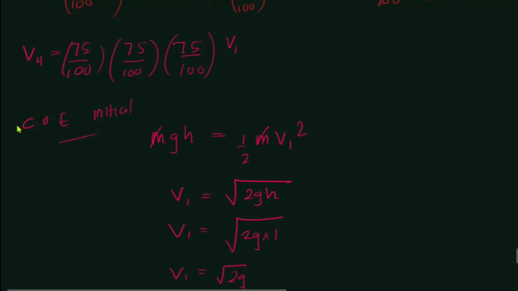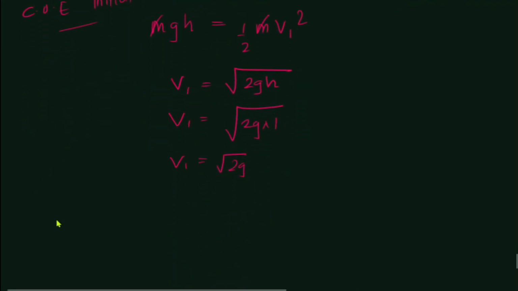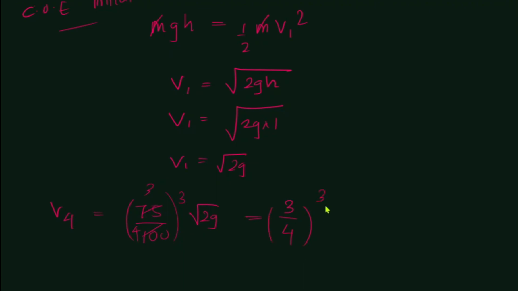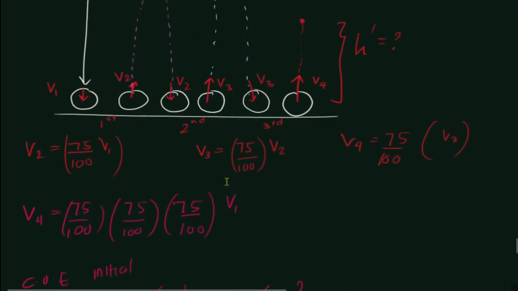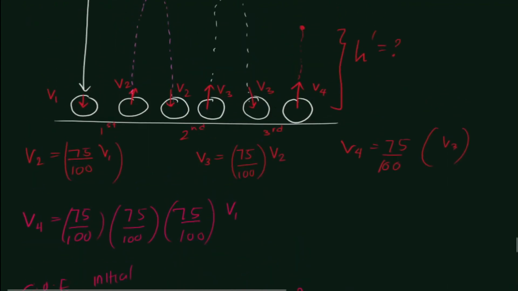Root 2g. Therefore V4 is what now? V4 is 75 over 100 cube V1. V1 is root 2g, right? This is 75, 3 over 4. We simplify this to 3 over 4 cube root 2g. Now we know V4. Now we know the V4 height.